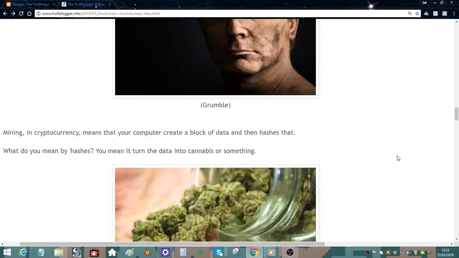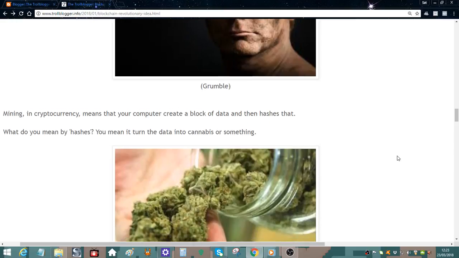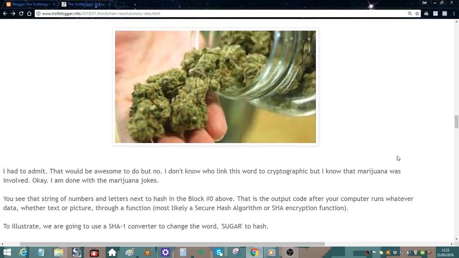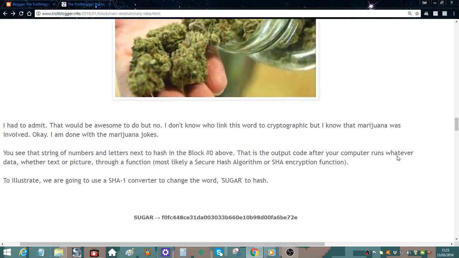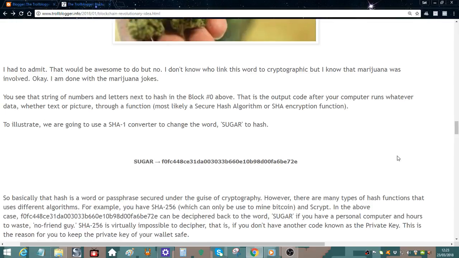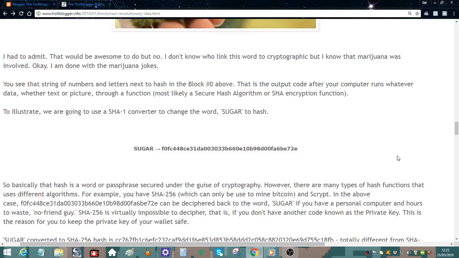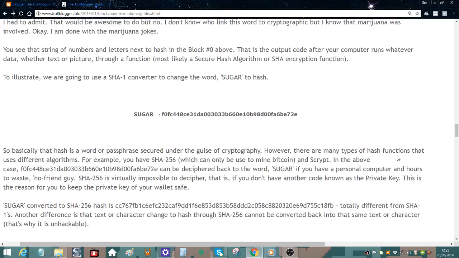What do you mean by hashes? You mean it turned the data into cannabis or something? Fresh from the fields, I have to admit. That would be awesome to do, but no. I don't know who linked this word to cryptographic, but I know that marijuana was involved. Okay. I'm done with the marijuana jokes.